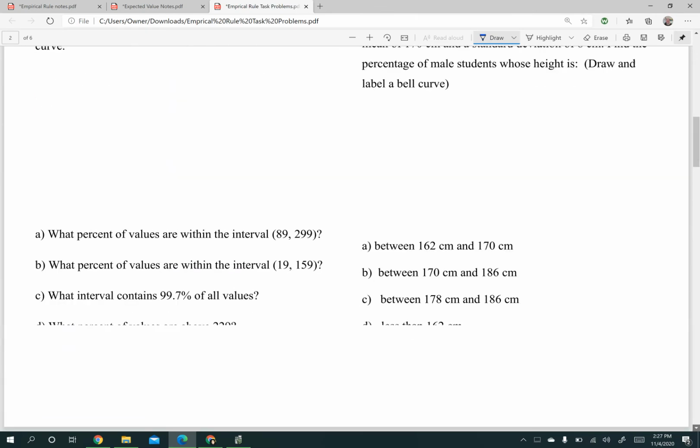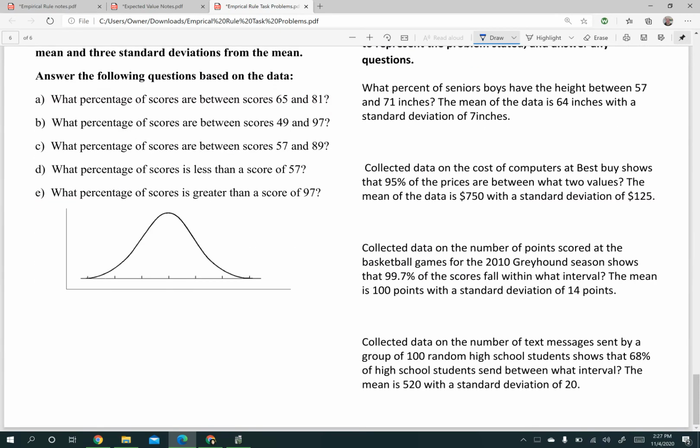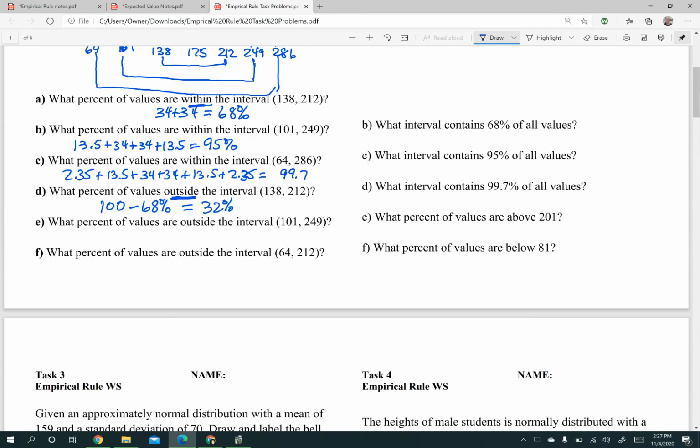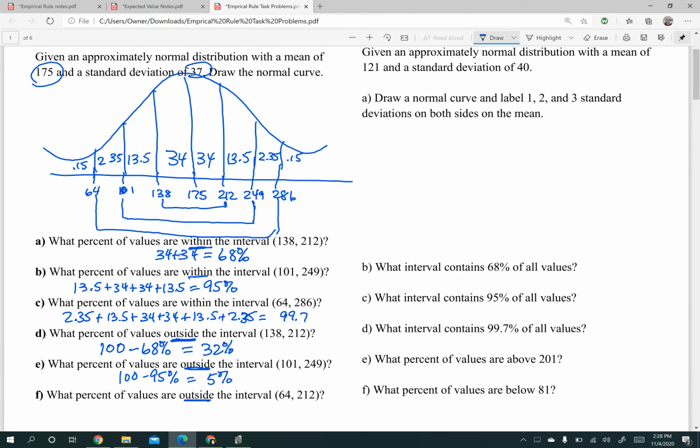And if we wanted to know, whoa, whoa, where are we going? My tablet went crazy here. If I wanted to know outside the interval of 101 to 249, I know that within is 95. So 100 minus 95% is 5%. And so now this one they changed. So outside of 64 to 212.